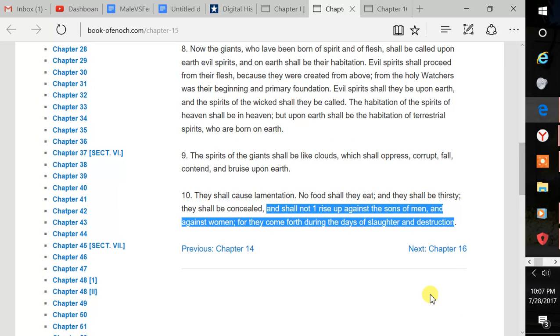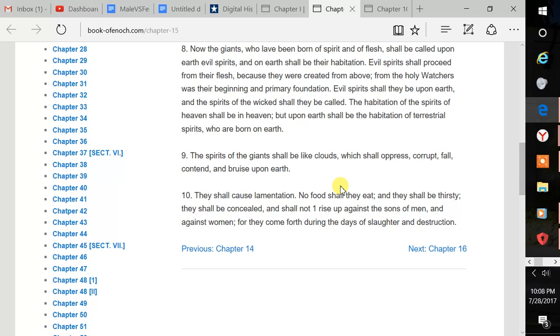Okay, let me explain what I just read. So, what God is saying is this: a spiritual being cannot reside in the earth. Okay?